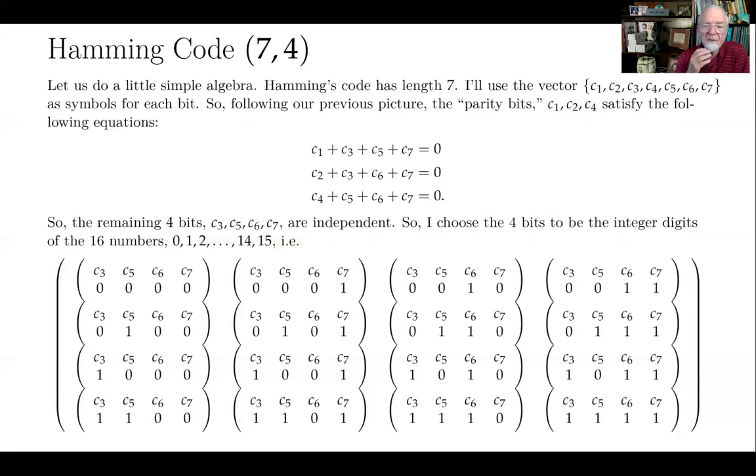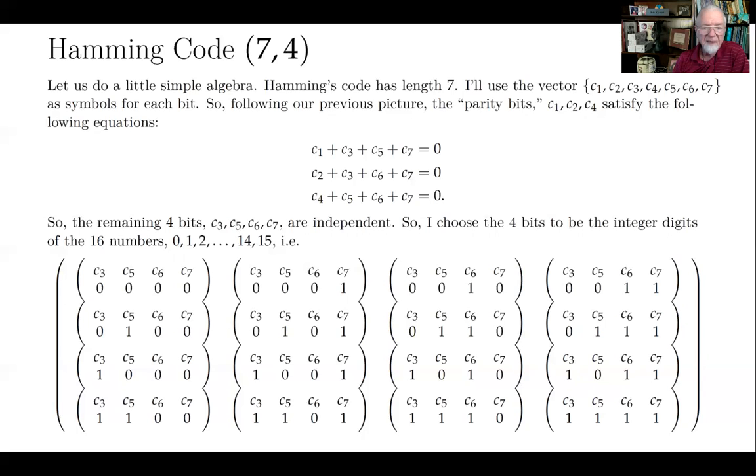If you take a look at what the equations were in the previous picture, then C1 plus C3 plus C5 plus C7 equals 0, and C2 plus C3 plus C6 plus C7 equals 0, and C4 plus C5 plus C6 plus C7 equals 0. All of these are modulo 2 equals 0. So you can solve these 3 equations for C1, C2, and C4.